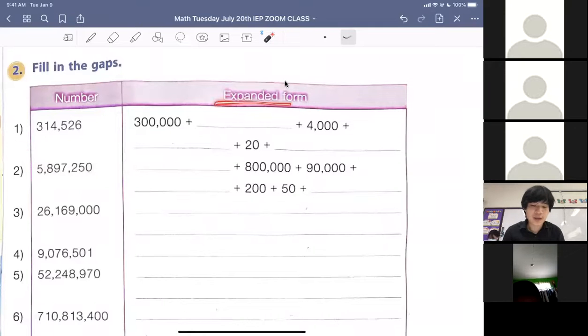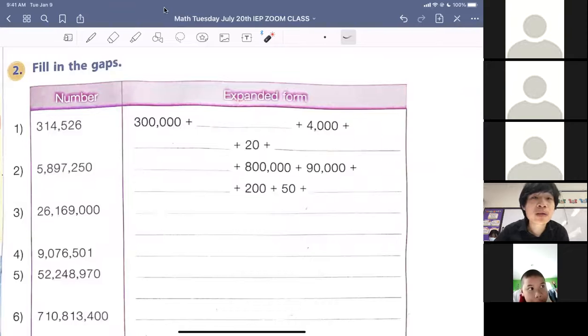So we're going to look at expanded form. For number 1, we have 314,526. So we want to find out what are the missing numbers here. So this 3 is in the 100,000s. So we have 300,000. So what should this number be? What's missing here?